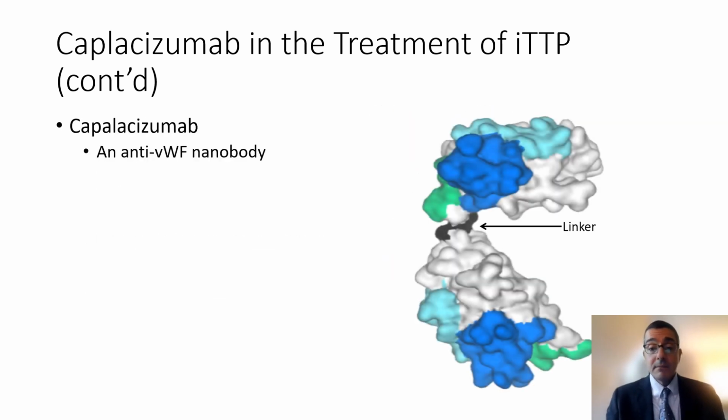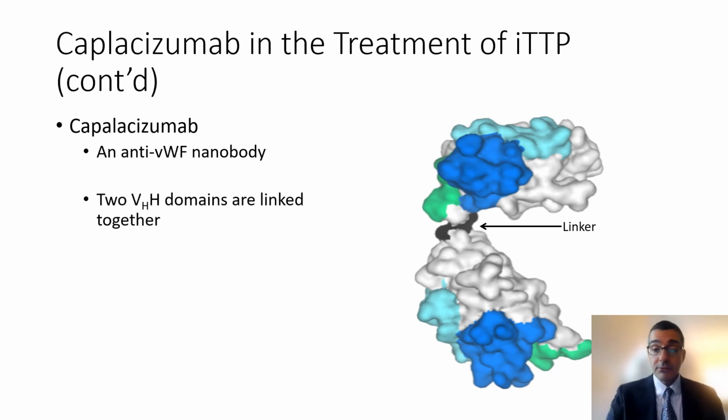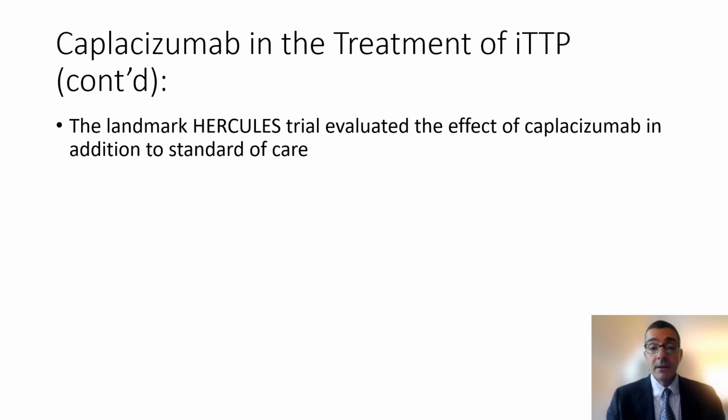Caplacizumab, what they've done is they immunized llamas against the A1 domain, took those variable heavy chains, put a linker in, which is three alanine amino acids, and now this can be administered subcutaneously. The phase 2 trial was the Titan trial, which I'm going to skip over. I'm going to go straight to the phase 3 Hercules trial.